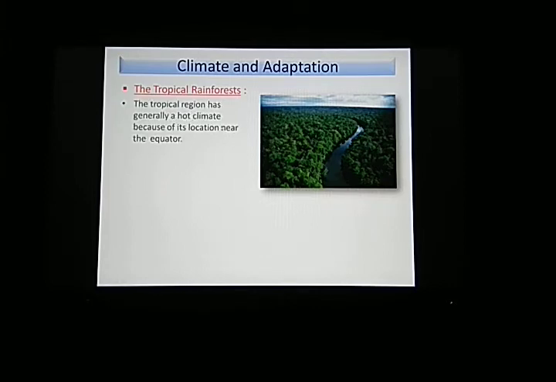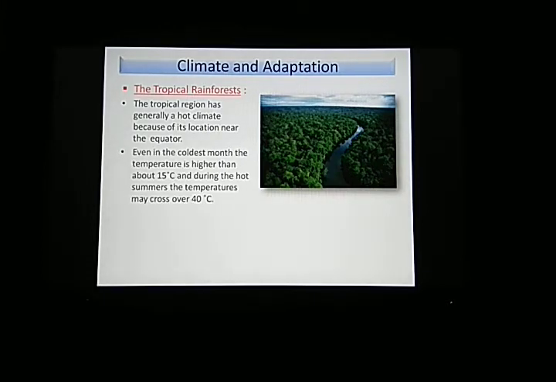The tropical region has generally a hot climate because of its location near the equator. So we have already got the idea of where this type of rainforest occurs. Yes, you are right. It occurs in those areas which are near to the equator, mainly. And also the climate is very hot.